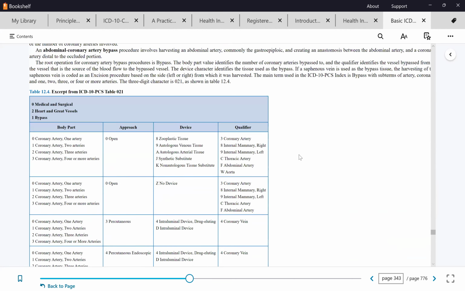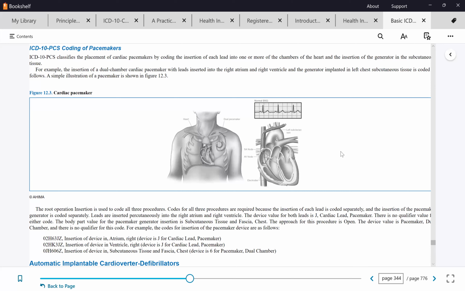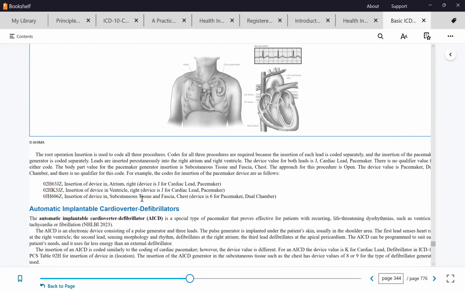And again, this diagram's kind of useful. You can see here the leads going in, right? And then the generator is typically placed in the chest. Here are the codes.